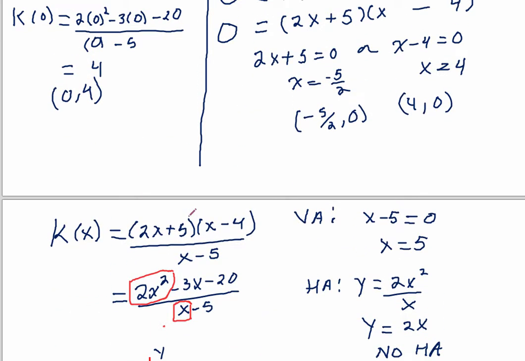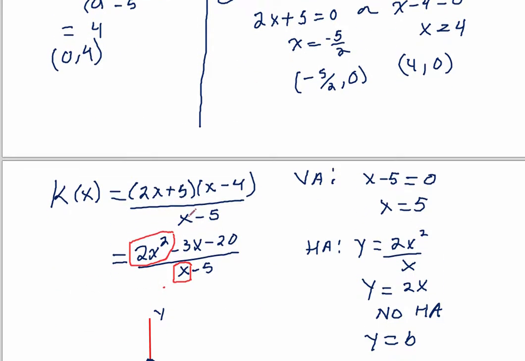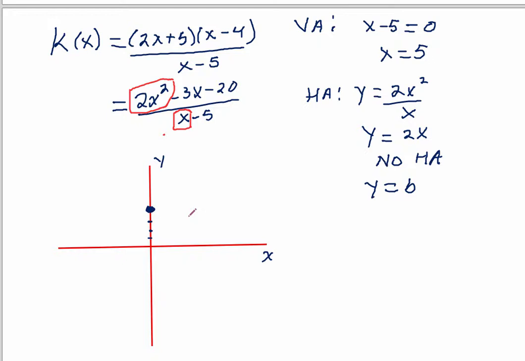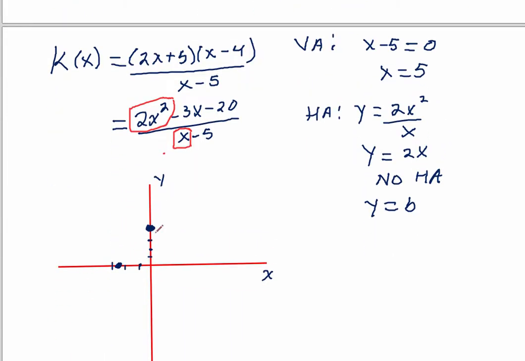That's my vertical intercept, and then we know it's going through (-5/2, 0). So that's 1, 2, 3. 5 halves is basically 2.5, so that's going to be roughly about there. And then we're going through (4, 0). So plot that point: 1, 2, 3, 4. That point's going to be right there. Cool beans.